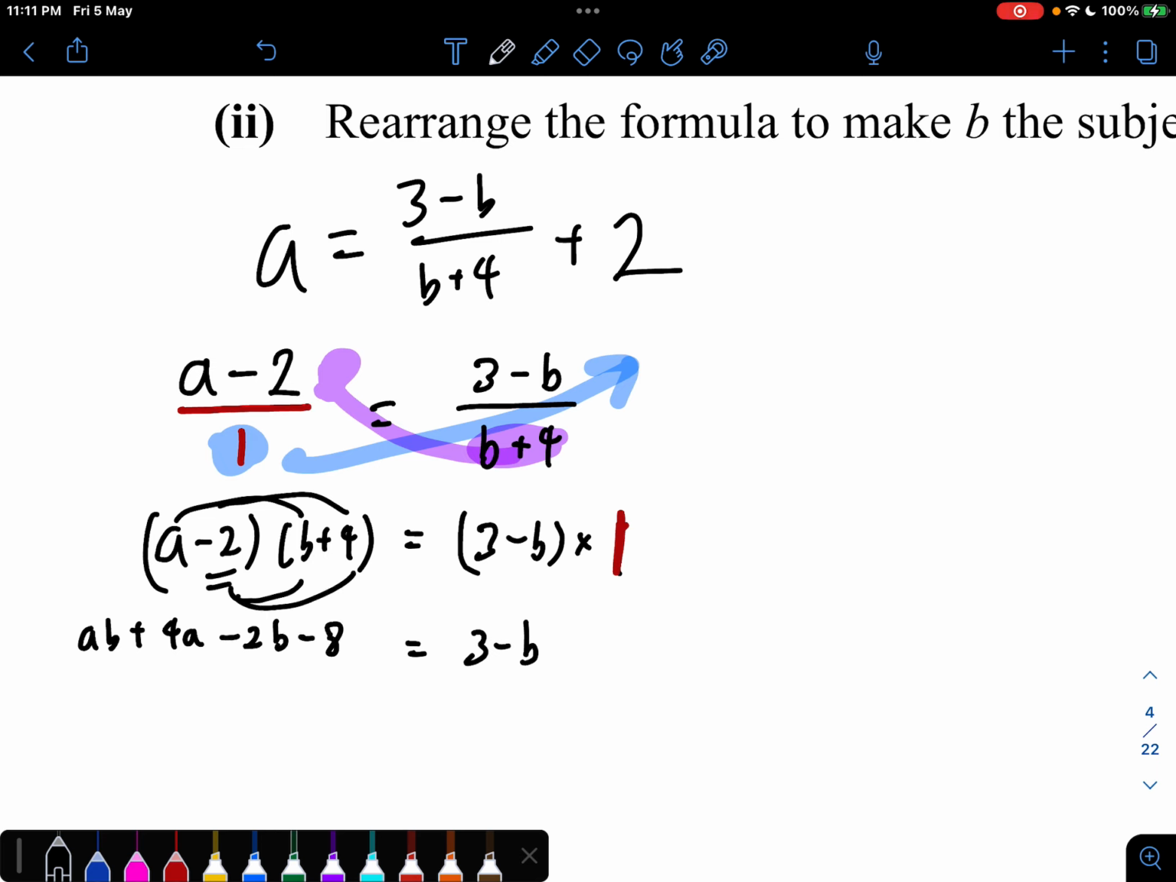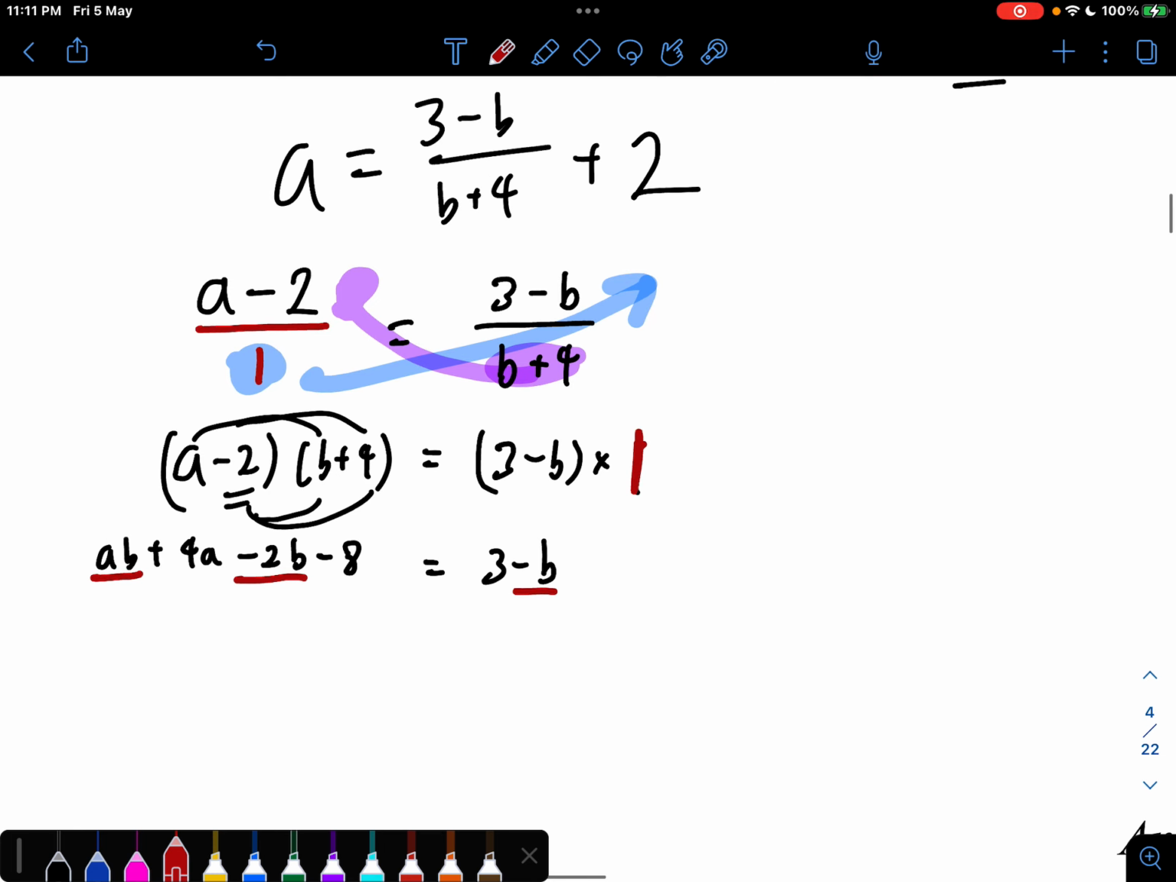Good. Now, remember the goal was to make what the subject? Make b the subject. So that means we have to identify where our b's are again. Here and here. And there, sorry, missed that out. So what you need to do is to make sure that those b terms all appear on the left side, and the other non-b terms go to the right side. So here's how we can do it. Those that are underlined, leave them alone. Minus 2b, leave it alone. It's already on the left side, so you can leave it alone.